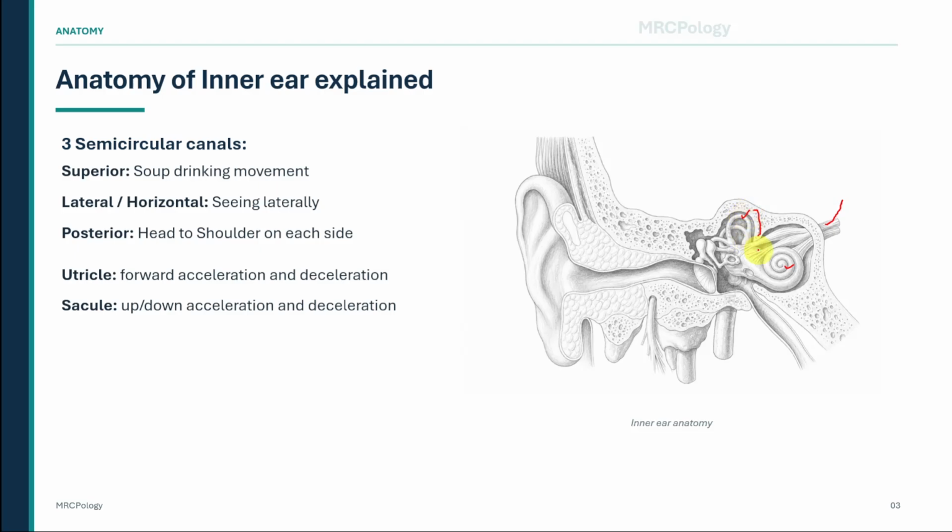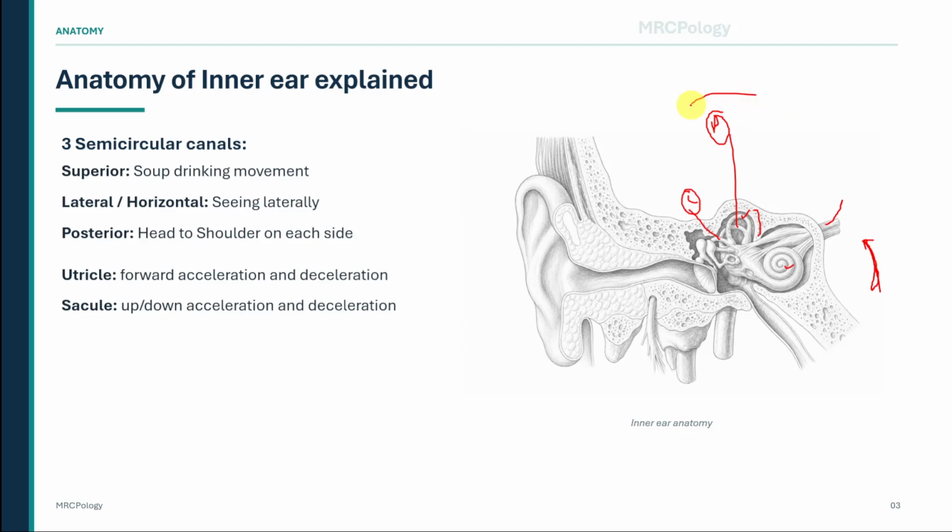Here is the superior semicircular canal. Think of the movement you make when drinking soup, a forward and backward pitching movement of the head. Here is the lateral, or horizontal, semicircular canal. This is involved when you turn your head side to side, as if looking laterally. And here is the posterior semicircular canal, which is involved with the movement of bringing the head towards the shoulder on either side.